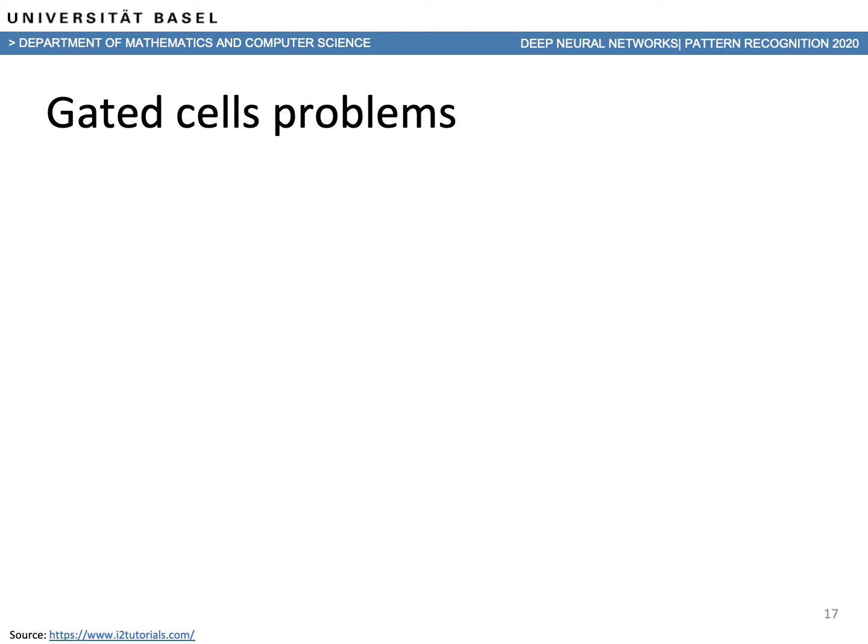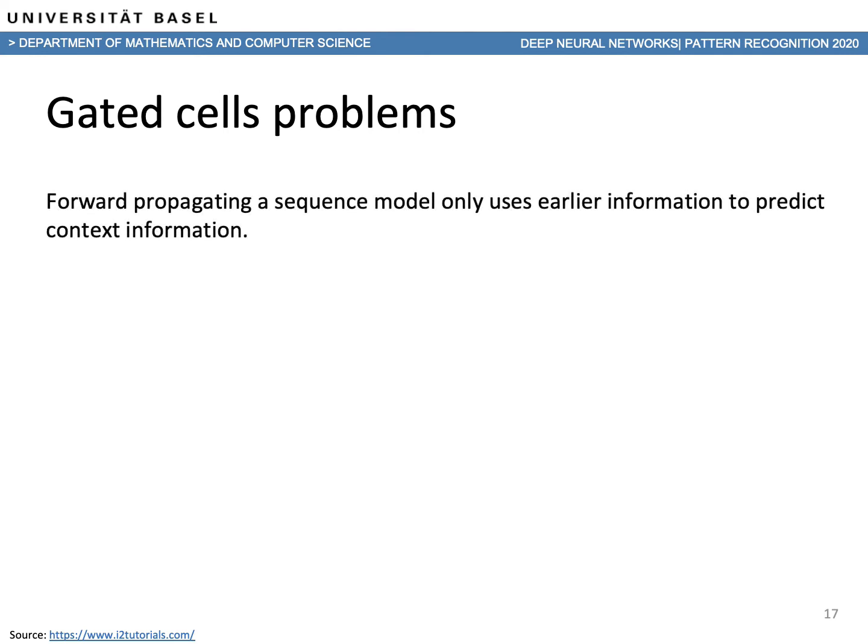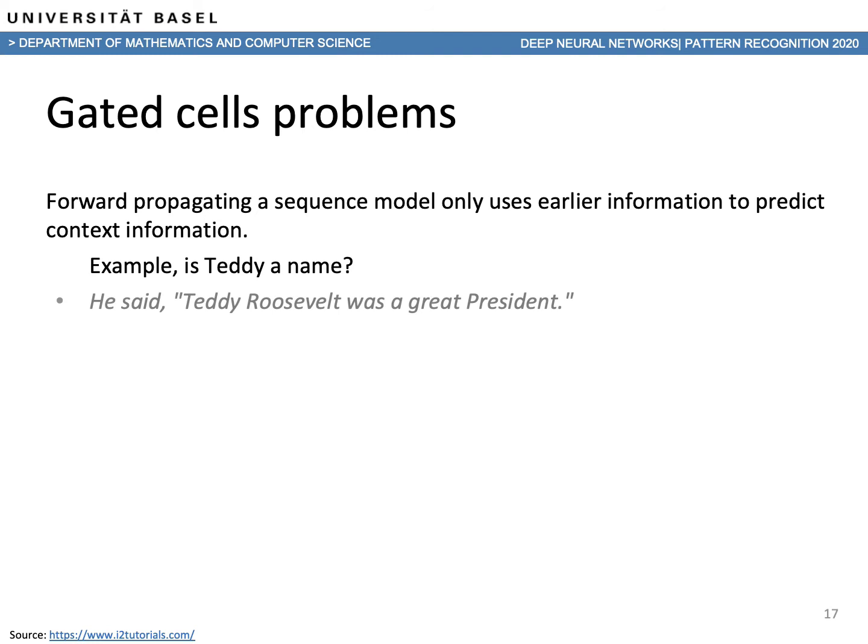Unfortunately, these gated cells are not solving all our problems with long-term dependencies. For instance, in forward propagating a sequence model, it only uses earlier information to predict contextual information. So an example here where we need to figure out if Teddy is a name. He said Teddy Roosevelt was a great president. So in this case here, yes, Teddy seems to be a name. And in the other case, he said teddy bears are on sale. And in that case, Teddy is obviously not a name.